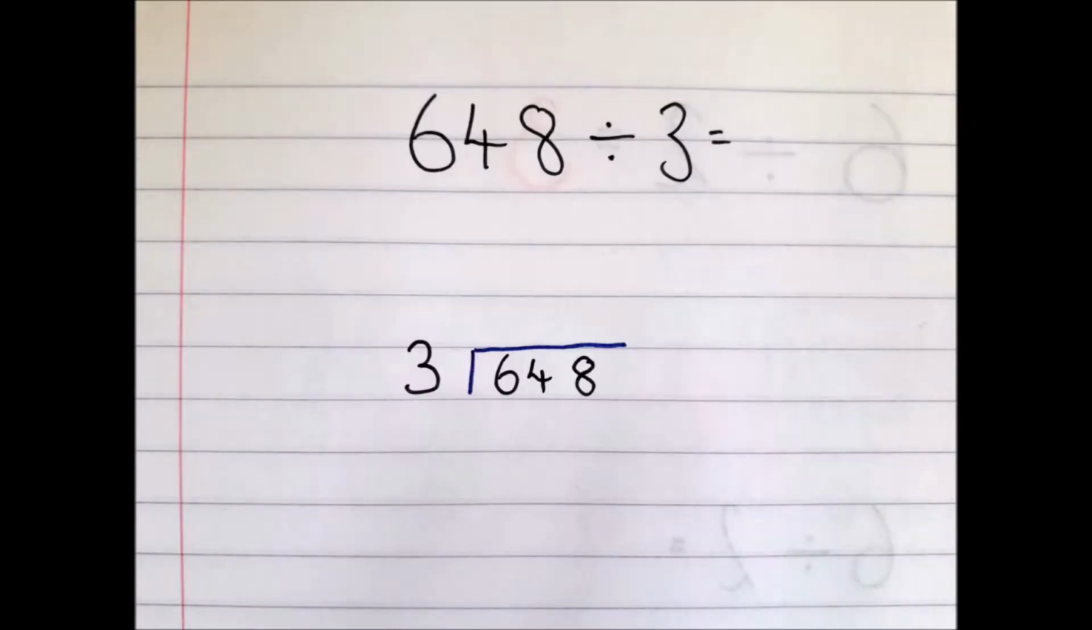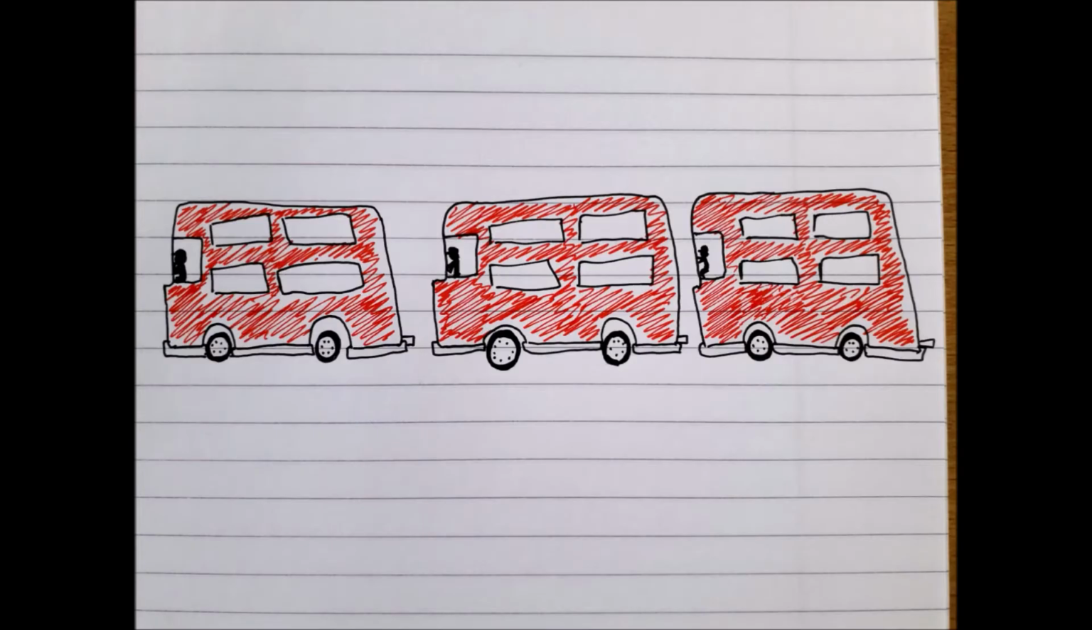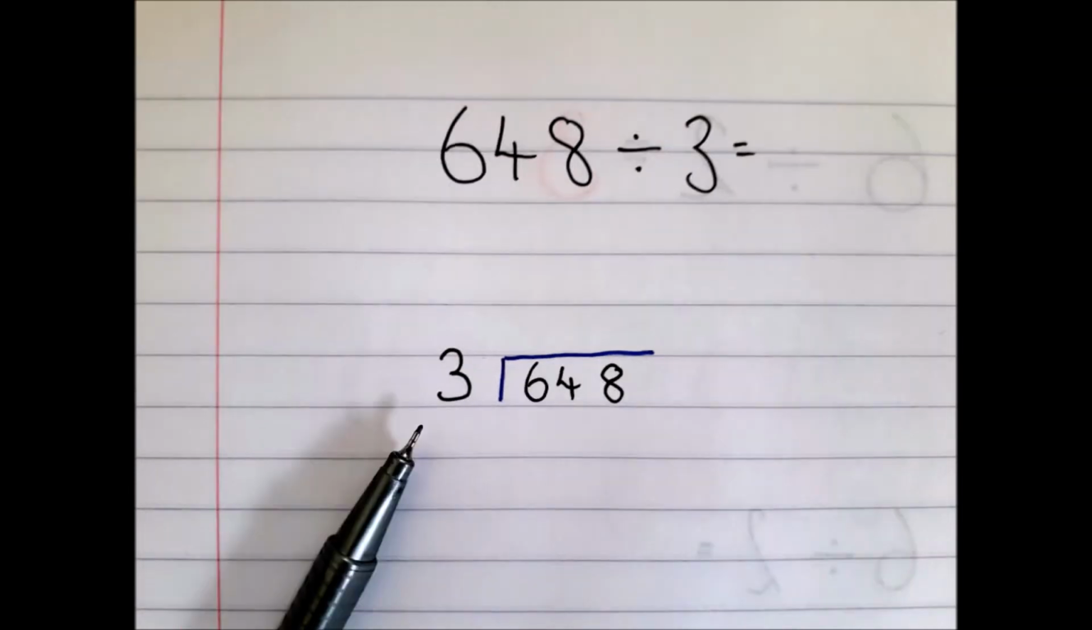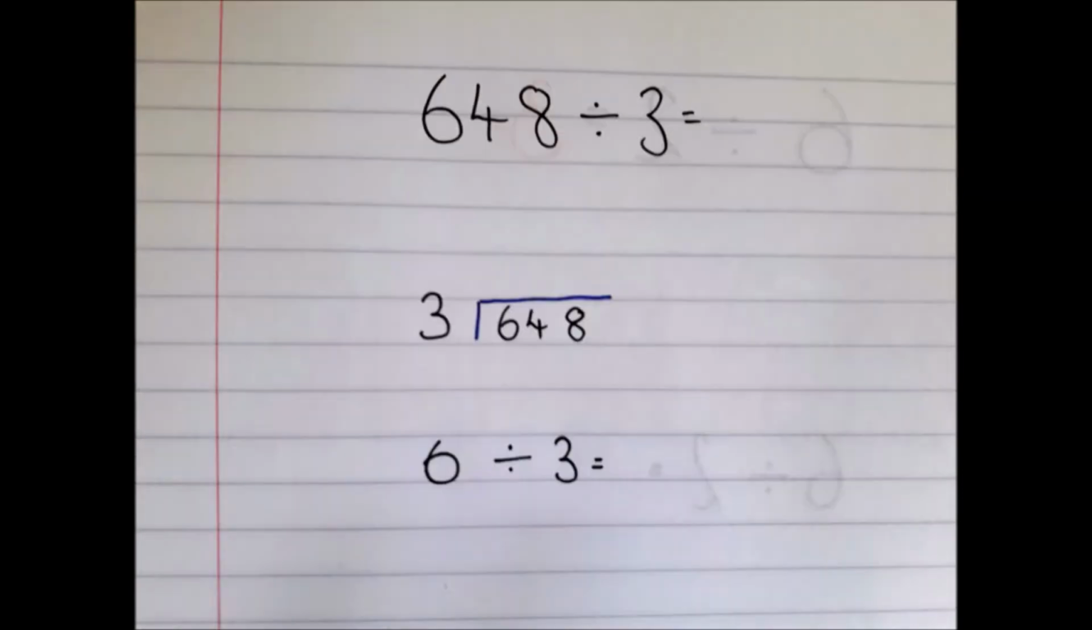We then put the 3 outside in front of the bus stop. This represents 3 buses, and we want to put the same number of Daleks on every bus. Now dividing it by 3 all in one go is a bit complicated, so instead we simply look at the first number, which is the 6, and we're going to divide this 6 by 3. So 6 divided by 3.